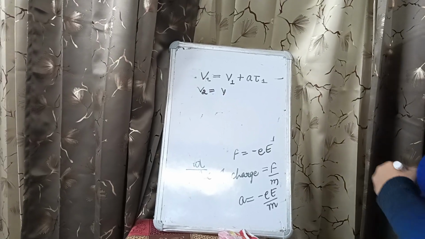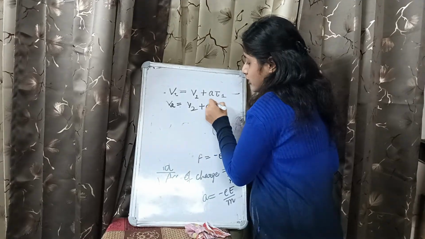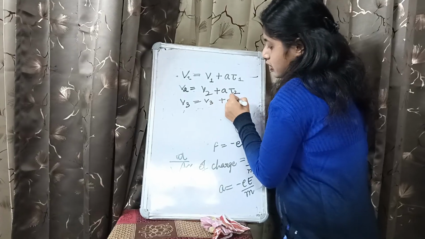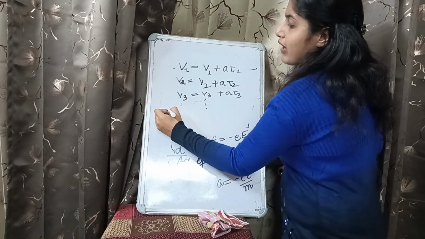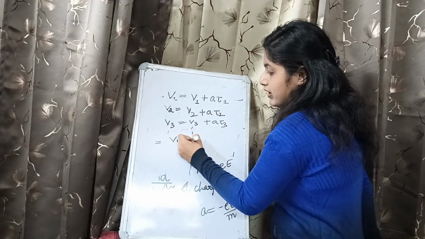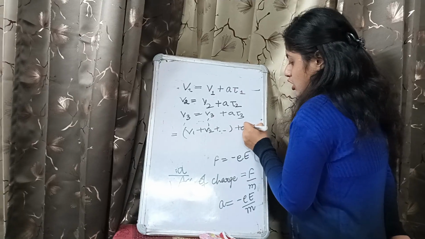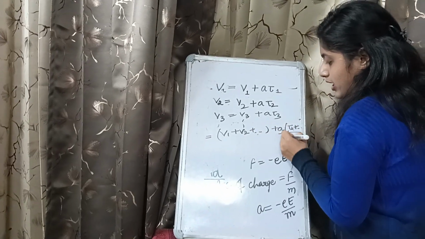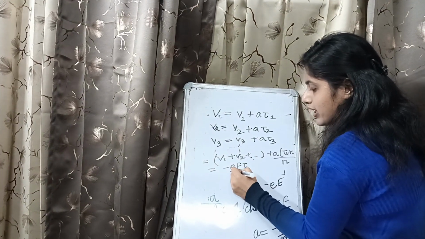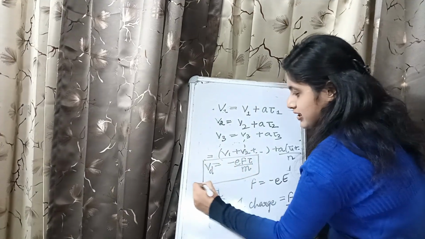This is the velocity of the first electron. Now in the case of the second electron, it will be like this. In the case of the third electron, it will be like this. I will sum all of this. So the average velocity will be equal to v1 plus v2 and so on, plus a times tau1 plus tau2 and so on, upon n. And this comes out to be minus eE tau upon m, and this is the drift velocity of the electrons.